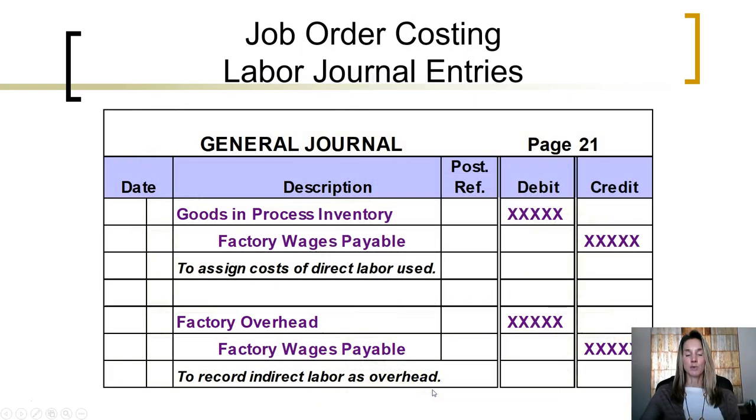The journal entry to record the direct labor as it is incurred is a debit to the goods in process inventory account and a credit to factory wages payable, or a credit to cash if the wages are paid immediately.